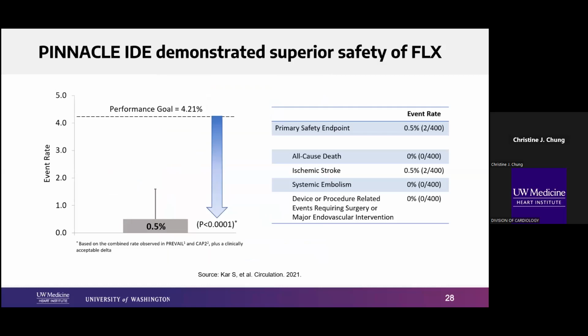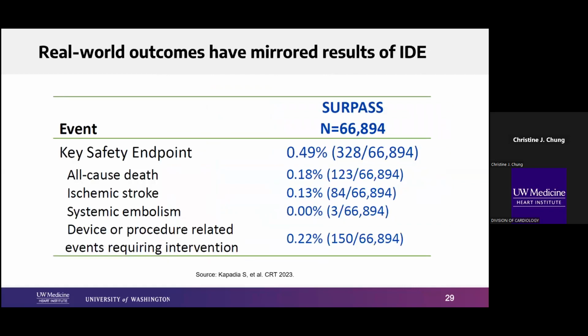So this was the IDE study, single arm, just registry, looking at this second generation device. In about 400 patients, you can see that the rate of major complications fell dramatically and was about 0.5% in this cohort. As the Flex device then entered real world practice, we have continued to see that this safety signal holds. So the SURPASS analysis is sort of an interim analysis of the first 2 years of real world use of the Watchman Flex device, again, through this NCDR data. And the safety profile is excellent, with major complications being somewhere around 0.5%.